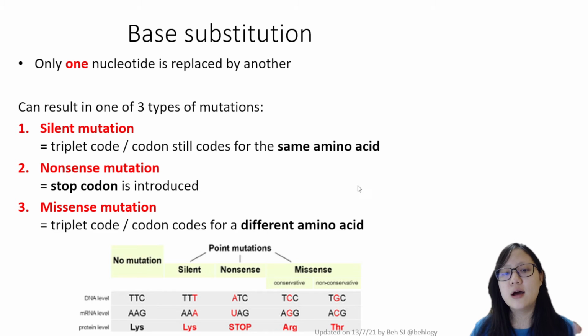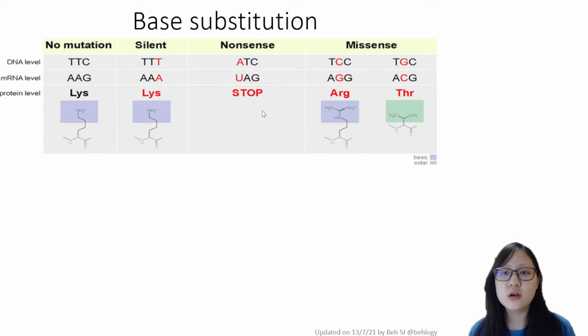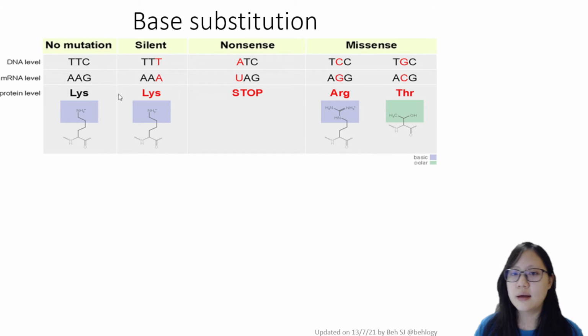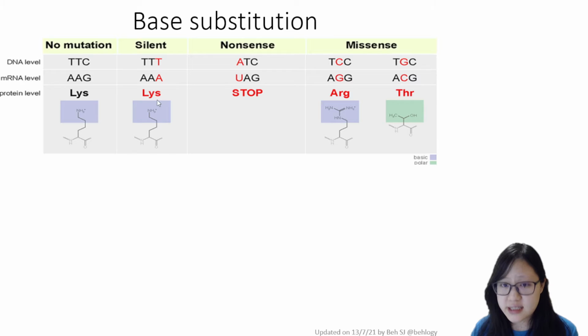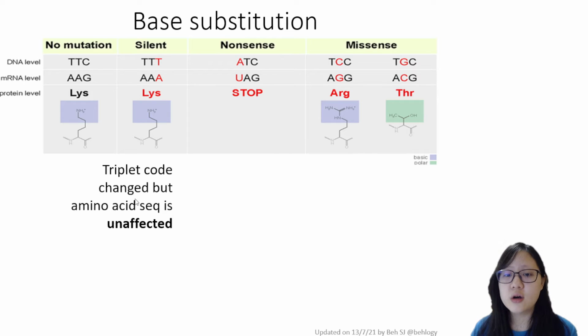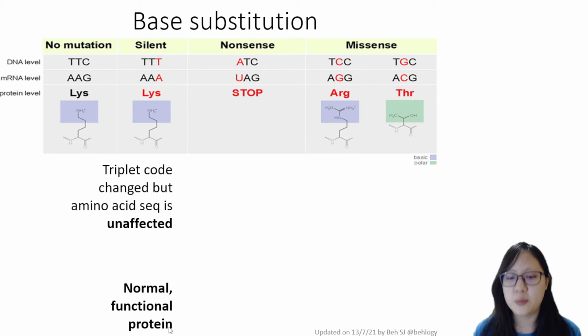So what is the consequence of these different mutations on the protein? Depending on the location of the base substitution and the sequence, if it's silent, it's going to cause the triplet code to change. However, the amino acid sequence is unaffected, so the protein is normal and functional.